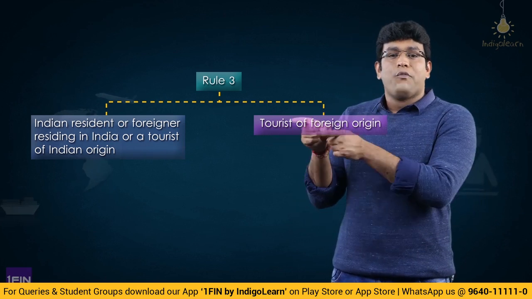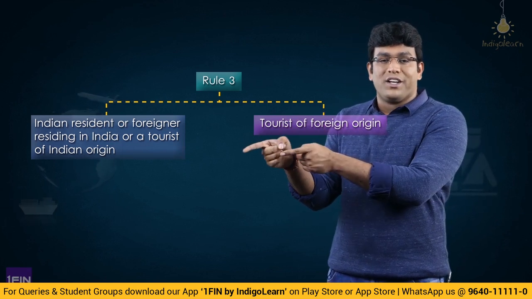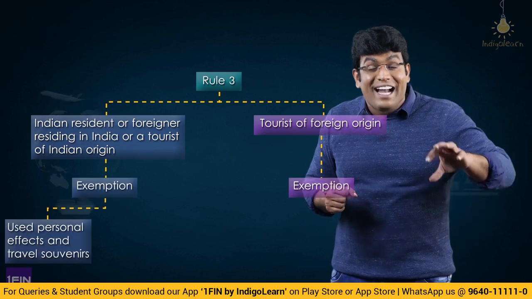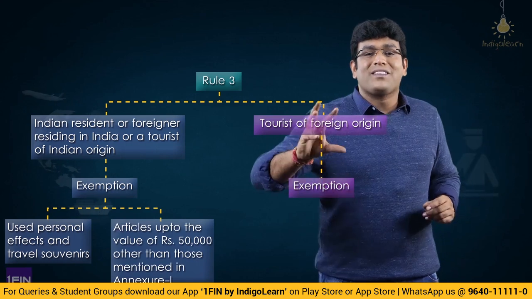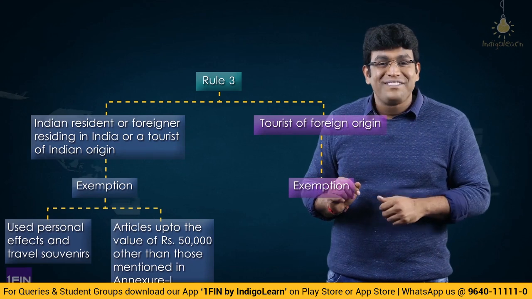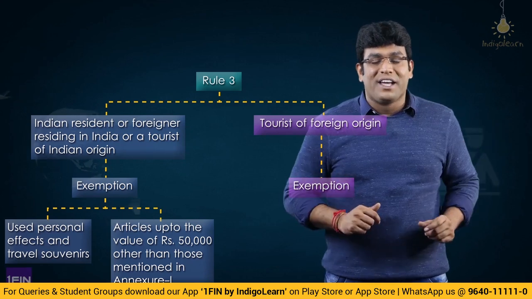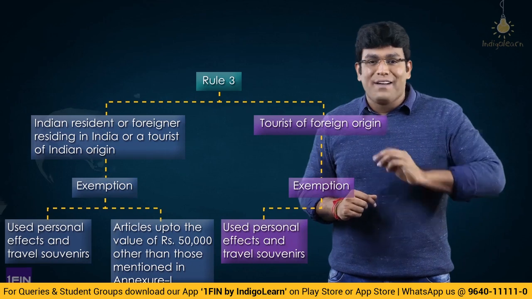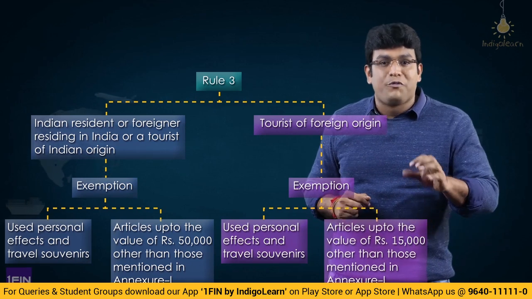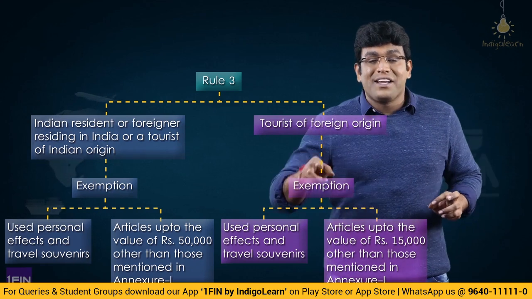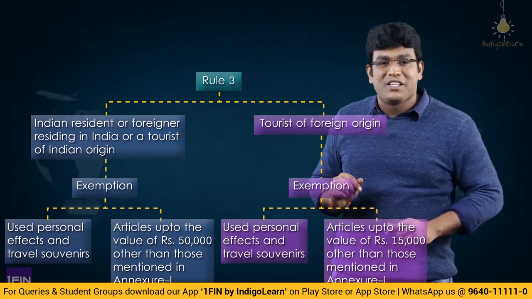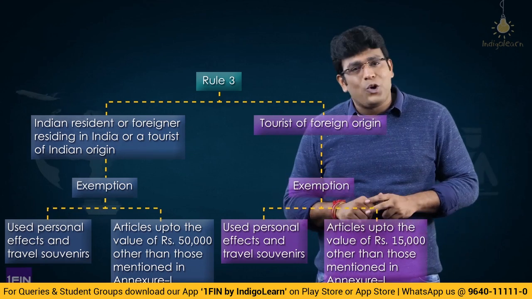For Indian resident, foreigner residing in India, tourist of Indian origin, what is the exemption? Used personal effects and travel souvenirs, and articles up to a value of 50,000, other than those mentioned in Annexure 1. Now, tourist of foreign origin: used personal effects and travel souvenirs, and articles up to a value of 15,000, other than those mentioned in Annexure 1. Now, what is covered in Annexure 1? We'll talk in detail. Don't worry.